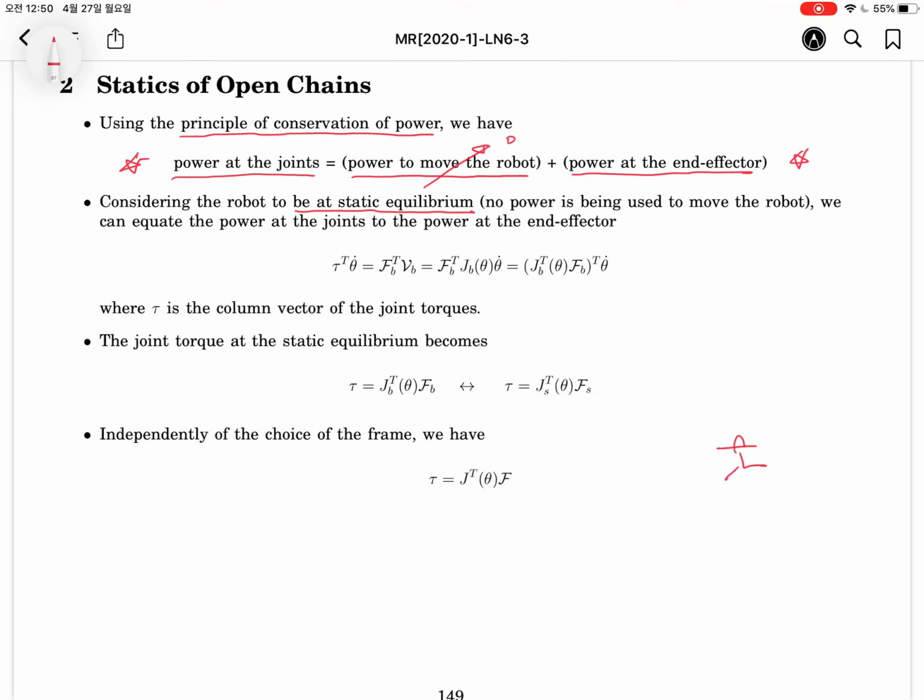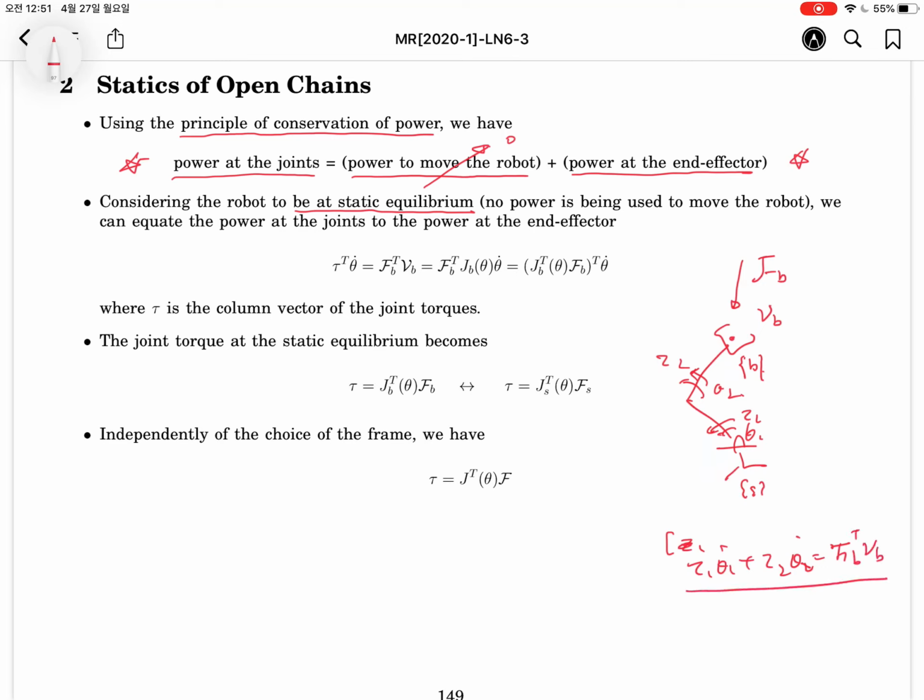So this is the base frame denoted by S. It has two links and the end effector. Let's attach the body frame here. If you apply the external wrench denoted in the body frame, and you know the body twist, and then tau 1 and tau 2 and theta 1 dot and theta 2 dot here, at that time tau 1 theta 1 dot plus tau 2 theta 2 dot will be equal to F_b transpose V_b.